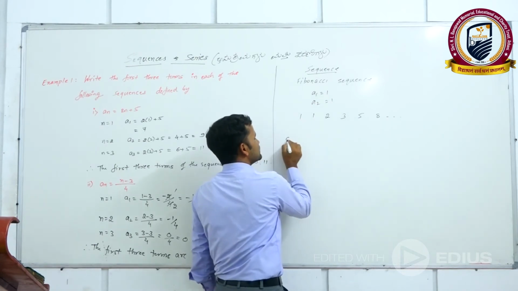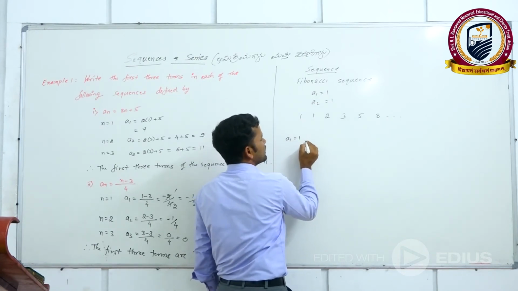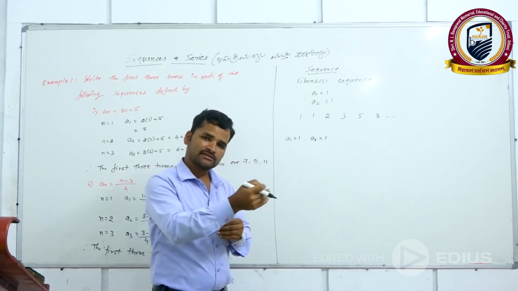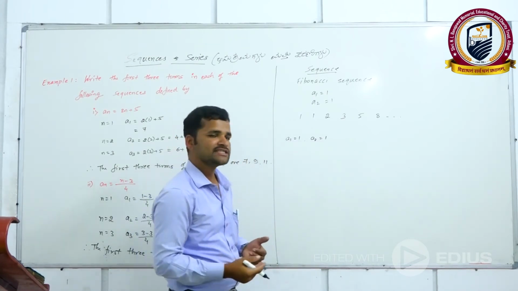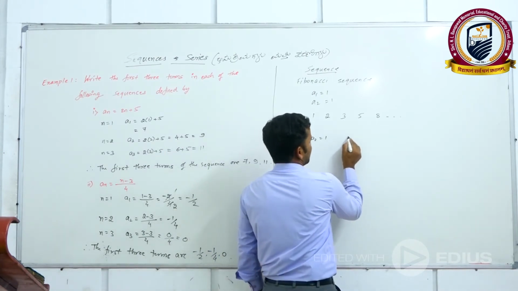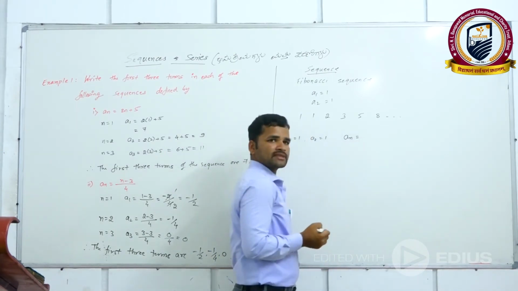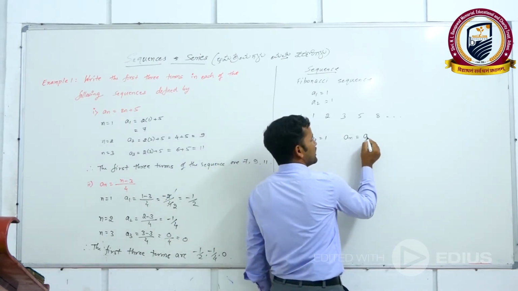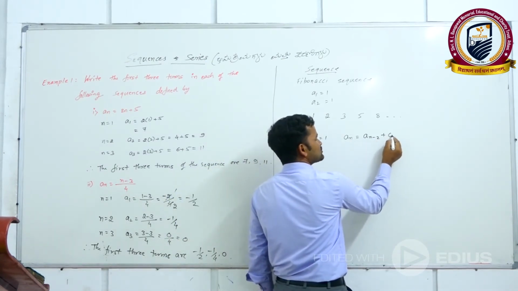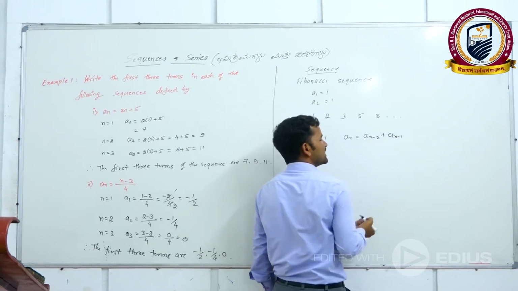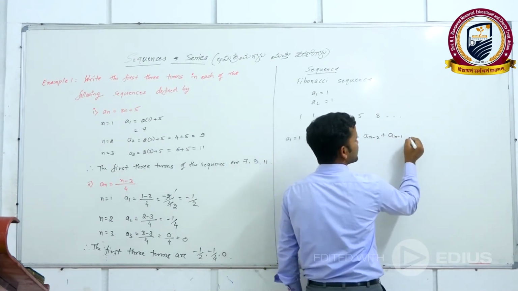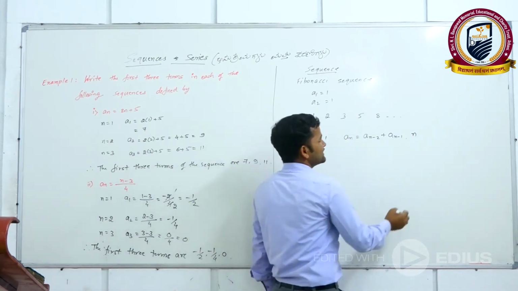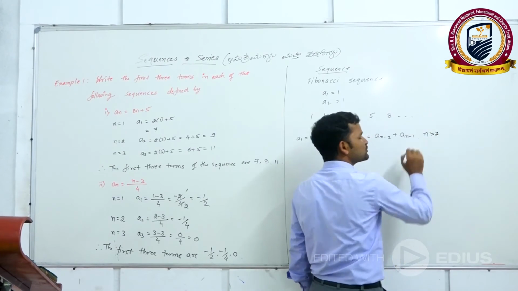First two terms, A1 is equal to 1, A2 is equal to 1, that is fixed. For the third term onwards, we can write it in general. How? An is equal to the sum of the previous two terms. Those are A subscript n minus 2 plus A subscript n minus 1. Where, what are the values for n? We should restrict n. So n should be greater than 2.